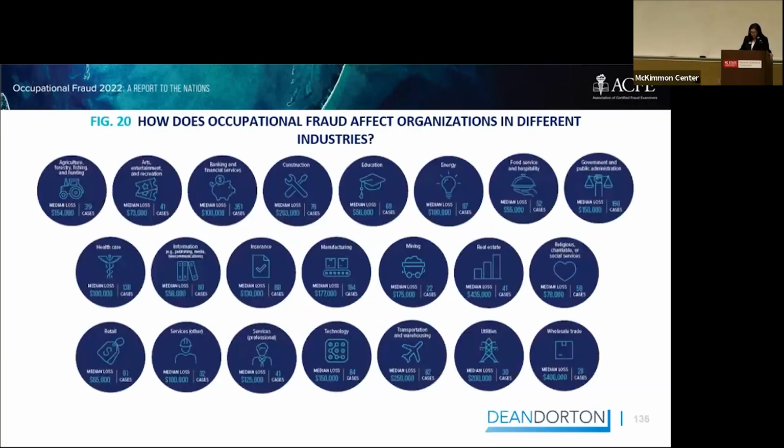So how does occupational fraud affect organizations in different industries? So education is, let me show you, I know that's hard to read. It's $56,000, it's on the top row here, right there. So it's $56,000 is the median loss in the cases that were reported in this 2-year period. And there were 69 of the 2,000 cases were in your industry.